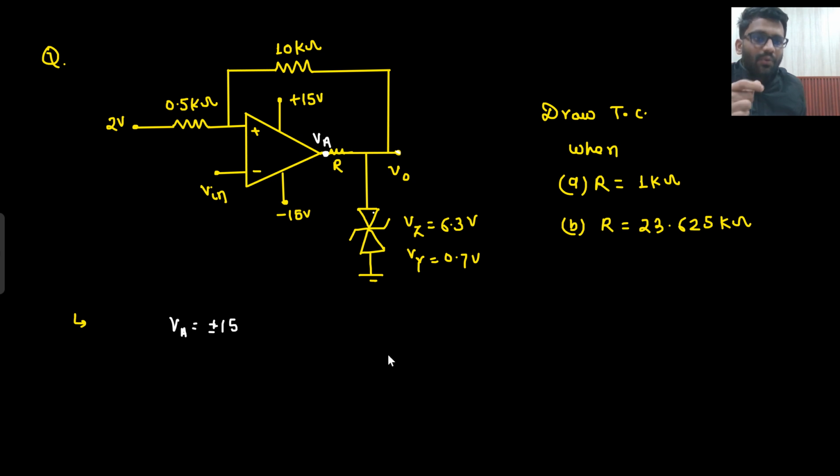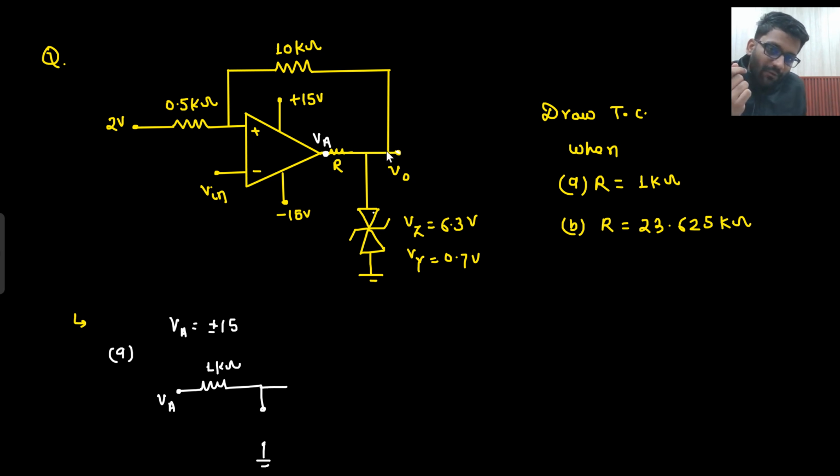So if I need to know the operating condition of the Zener diode, then what we need to do? We need to apply the open circuit test. I hope you know how to analyze the operating condition of diodes. So this is my VA, and from VA there is resistance R connected. We are solving for problem A, so the R value is 1 kilo ohm. Then we are considering the open circuit condition. Now from V naught, what is directly connected? A 10 kilo ohm is connected.